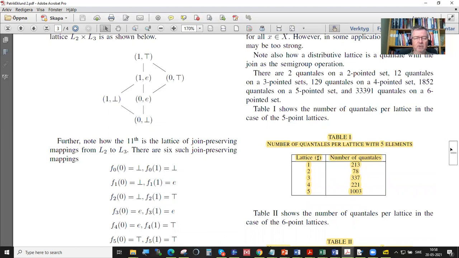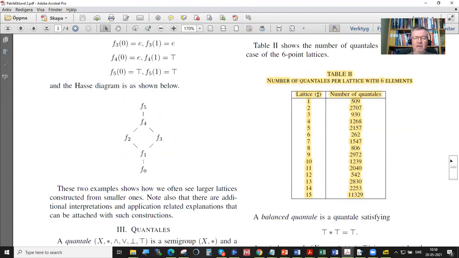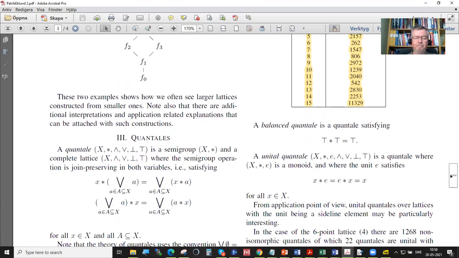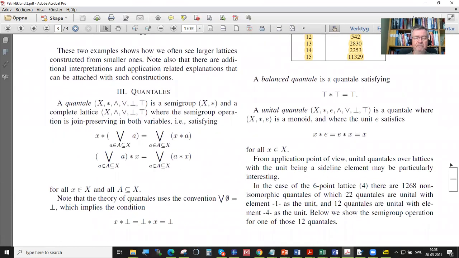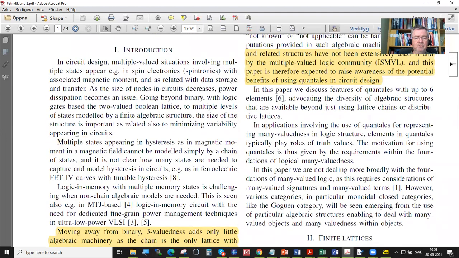Also, finally, note how certain six-point lattices are derived. For instance, in this case, it's the product of a two-chain and a three-chain. This type of lattice is a certain function space construction. So some bigger lattices indeed are seen as constructions of smaller ones. The paper indicates some application directions in circuit design.